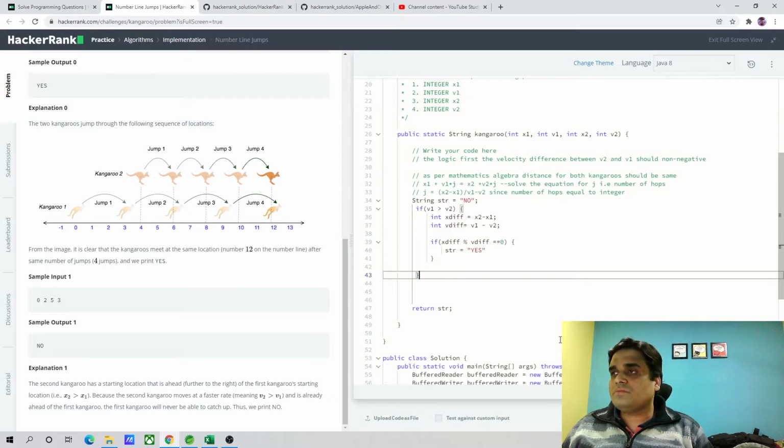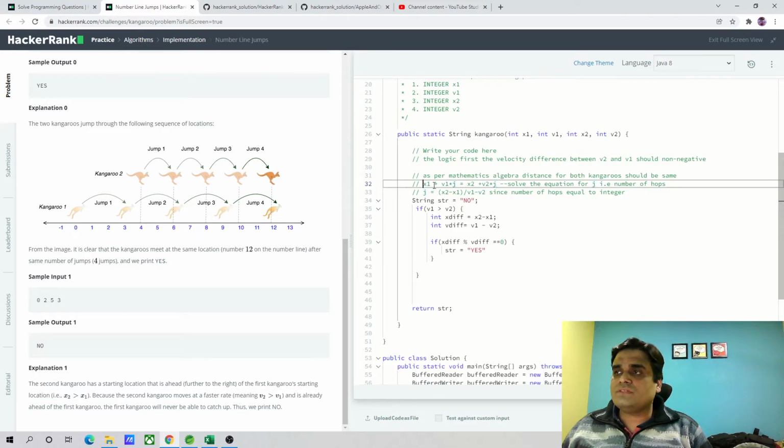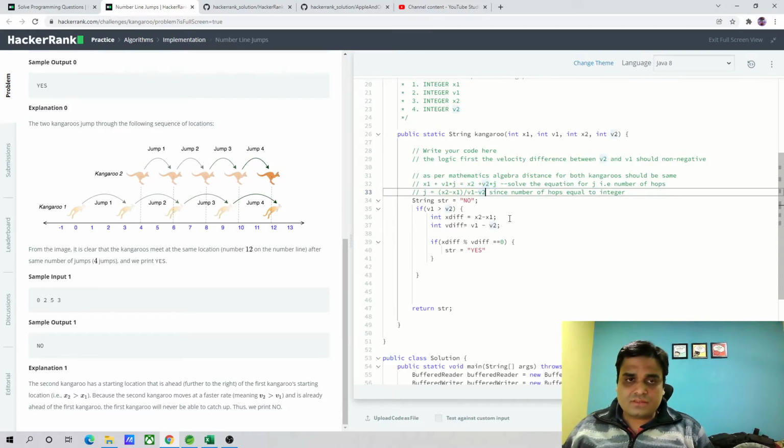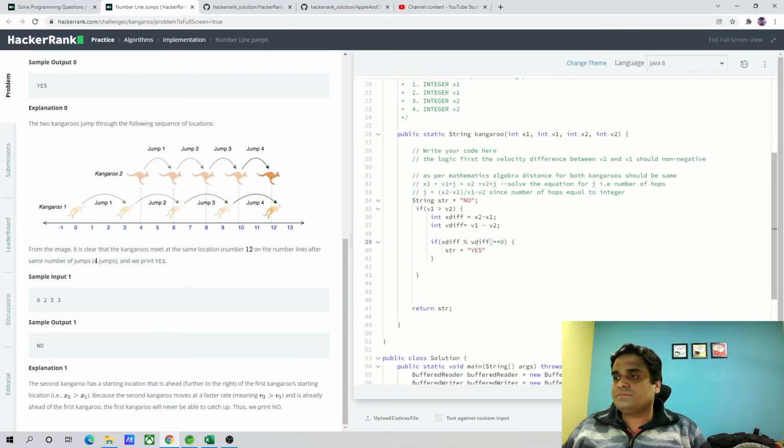So let's solve the problem. I hope you get the algorithm. The algorithm is simple: the distance traveled by kangaroo 1 after j hops is equal to the distance covered by kangaroo 2 for j hops. We just need to solve this algebraic equation for the value of j, and the velocity difference should divide the distance difference completely. There should be no remainder, and if the remainder is 0, then both kangaroos will meet at some point. So let's run the code.